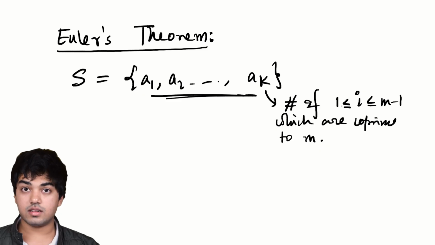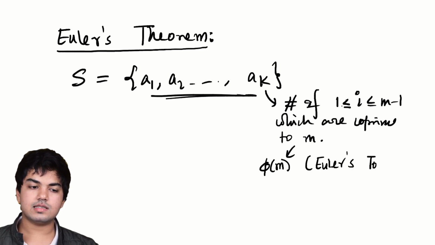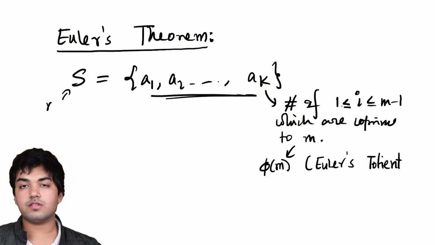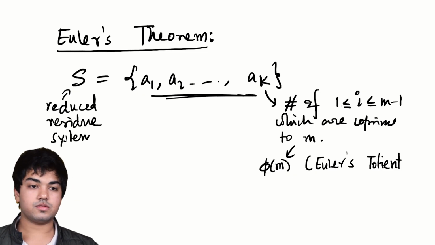to M. There's a nice, neat way we write it, and that is phi of M, known as Euler's totient function. It is simply the size of this set. This is the size of a reduced residue system. That's where it comes from.